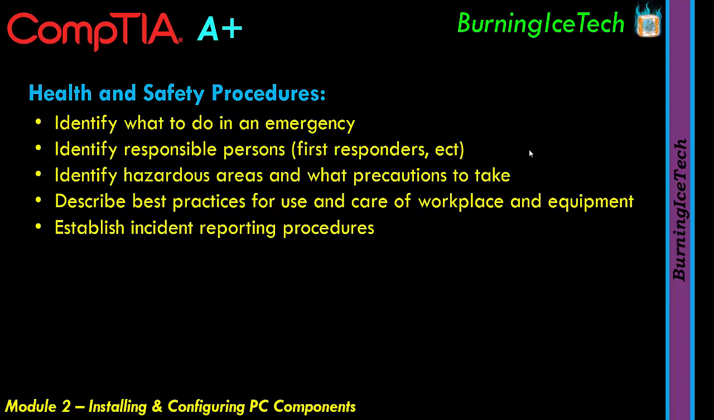Then we've got describe best practices for use and care of workplace and equipment. Now this can obviously be anything. It could be stuff like just keeping your workplace, obviously clean, making sure there's not stuff lying around. This could be stuff like electrical cables. It could be network cables. Of course, that obviously forms a trip hazard, making sure that you've got proper lighting, just general stuff.